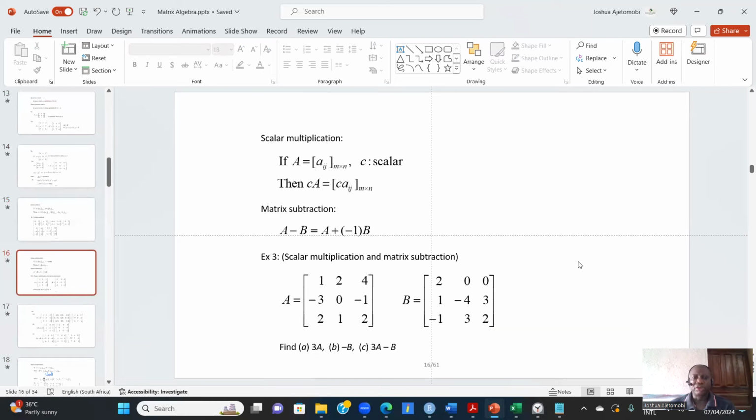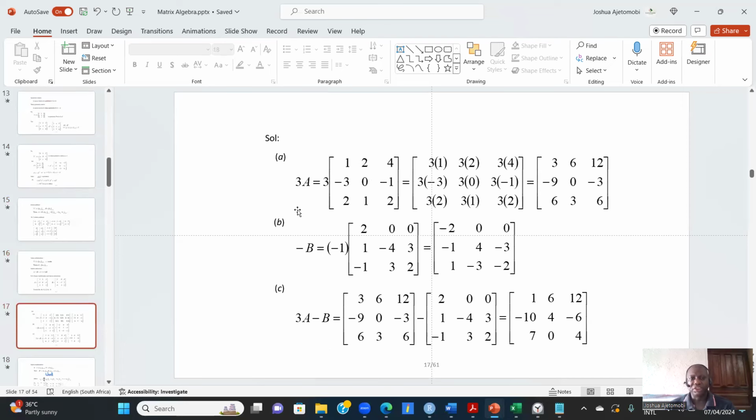So if that is the question, what you need to do is to multiply each element of the matrix by the constant. This is what we're trying to say. In this case, you multiply each element by 3, and that is how we obtain this matrix. In this case, you multiply each element by minus 1. This is how we obtain this. And don't forget, we have a 3 by 3 matrix. 3A is 3 by 3, B is 3 by 3, so you can subtract, or you can add, whichever, depending on the question.